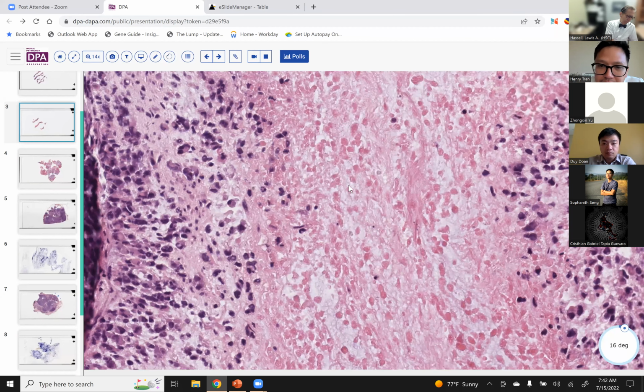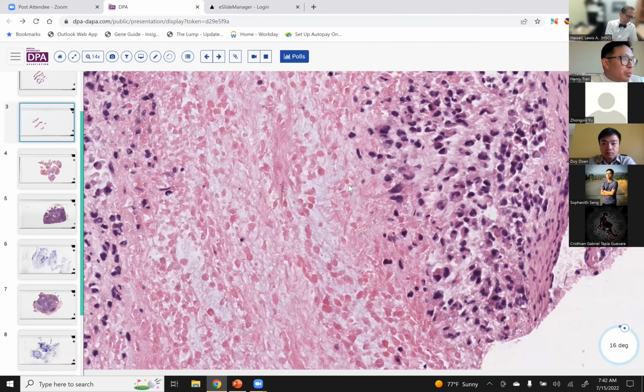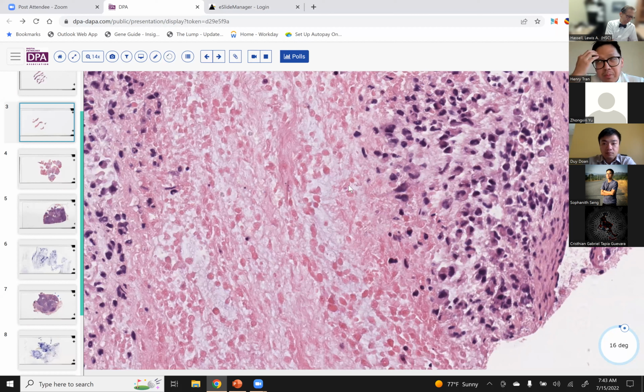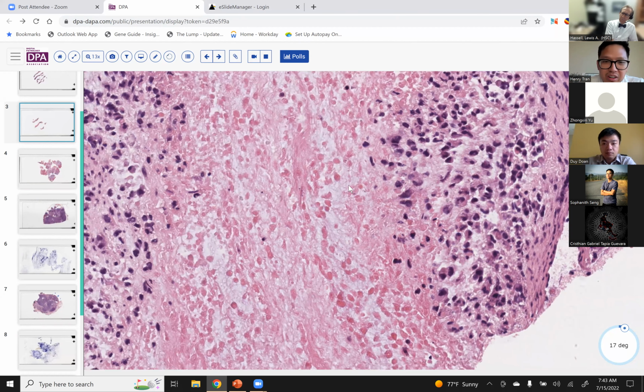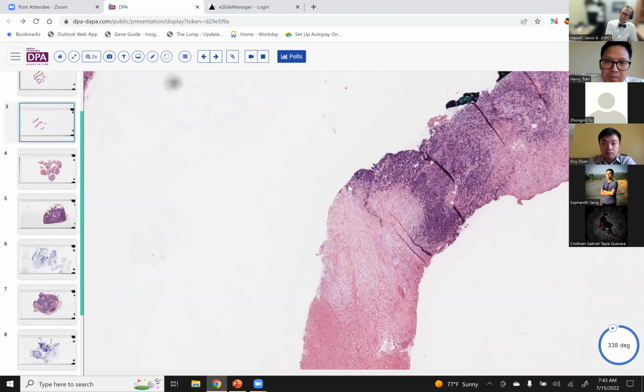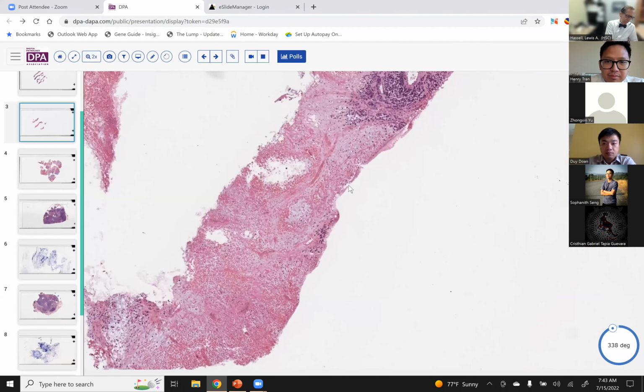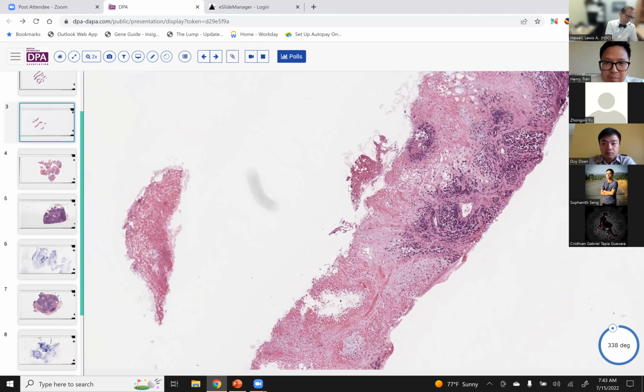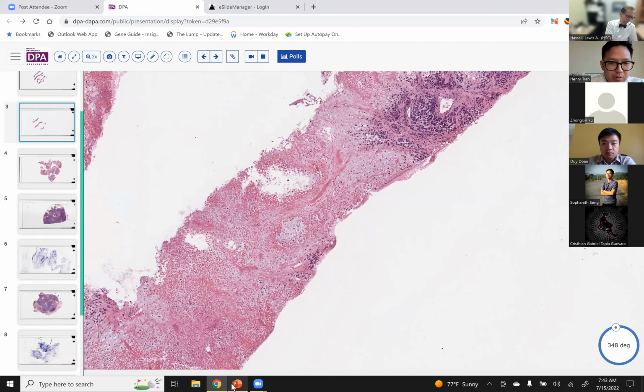So again, this is an adult patient. The most common bone tumors in adults are metastatic carcinomas. So that's where everyone took this at the beginning. So let's check out the IHC panel. See what happens.